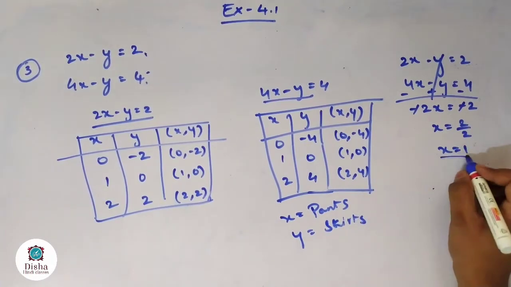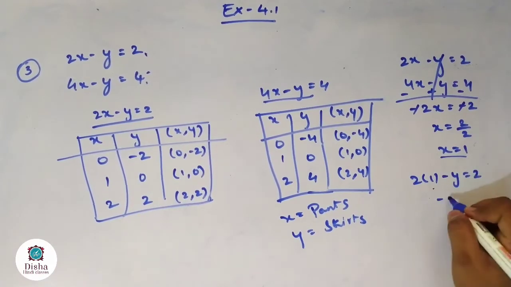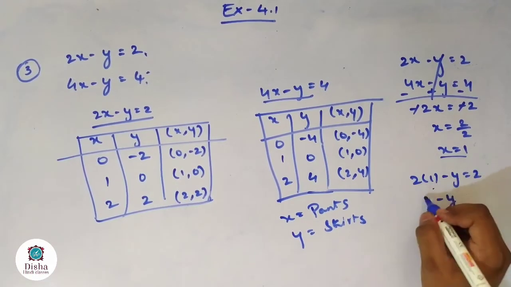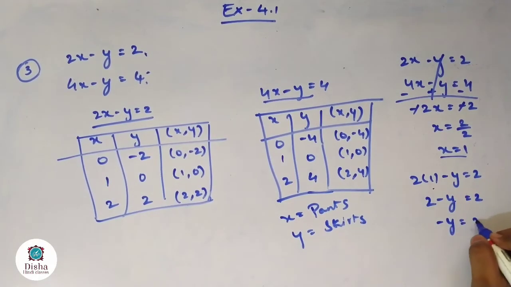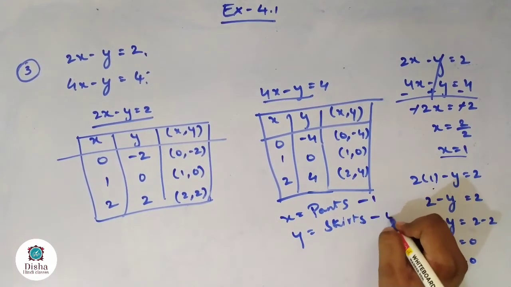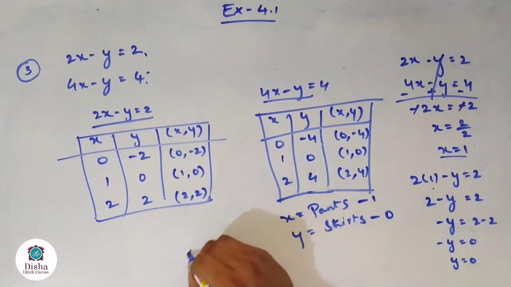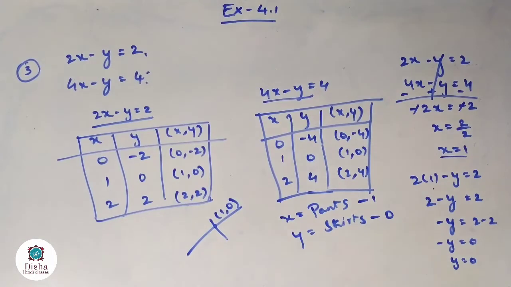So now if you substitute this x value in this equation, you will get 2 into 1 minus 5 equals to 2. Minus 5, sorry, 2 into 1 will be 2. 2 minus 5 equals to 2. So minus 5 equals to 2 minus 2. We are sending this to RHS. So minus 5 equals to 0 or y equals to 0. So pants are 1 and skirts will be 0. So on the graph, these lines will intersect at 1 comma 0. Okay, so this is how you should solve the problem.